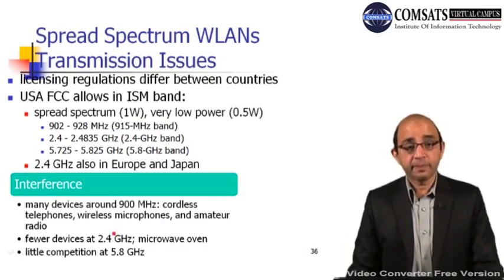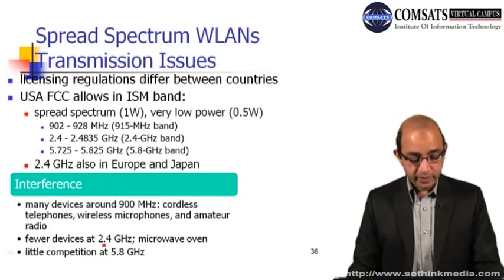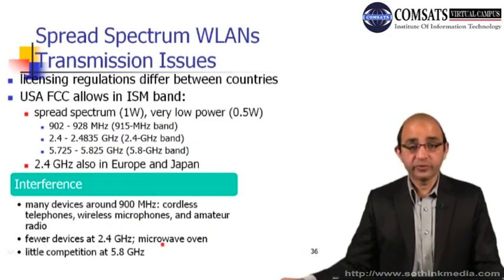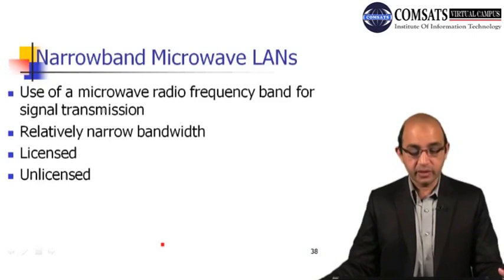So this is the frequency area where a lot of other devices are actually functioning: cordless phones, wireless microphones, and amateur radio, right? So we have to avoid the interference. We can use other frequency bands accordingly if we are in a certain country.